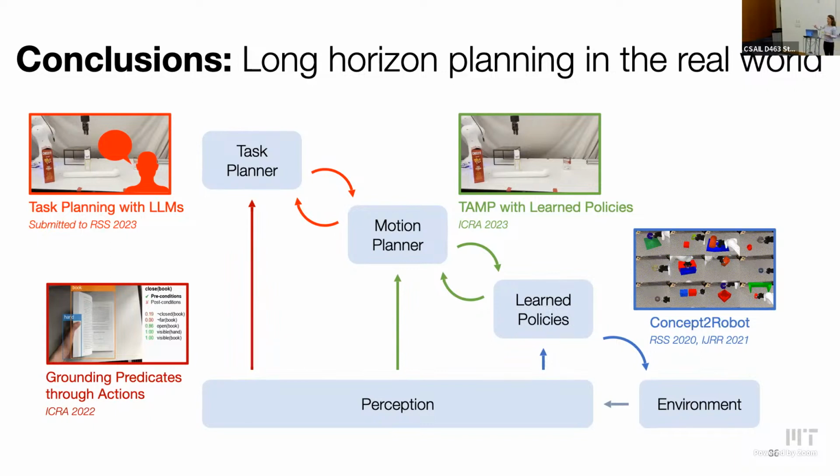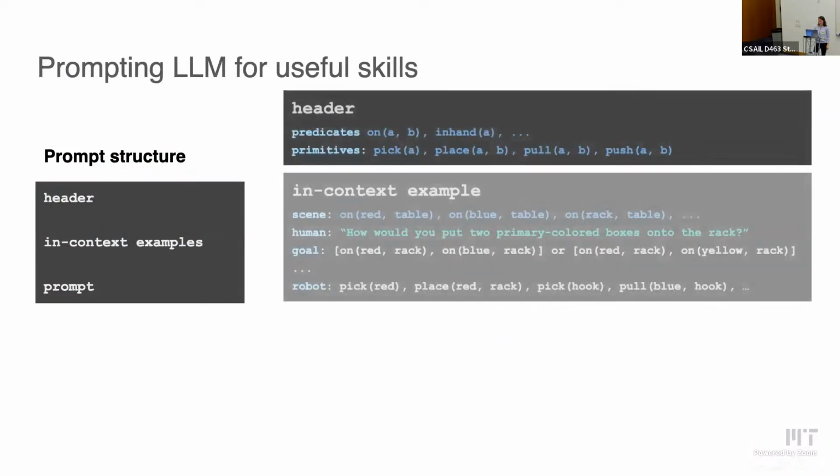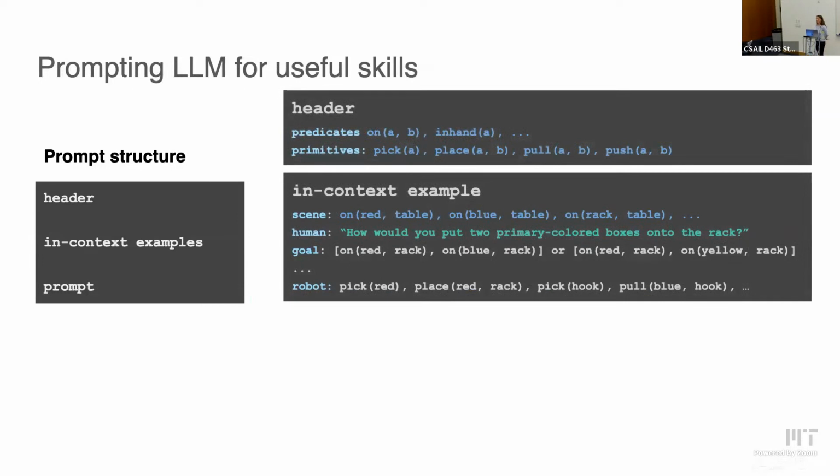Any other questions? Yeah. I have a question about the prompting for the LLMs. How broadly can you apply it? For example, if I didn't have the book there, maybe I had a garden rake or something, which presumably the robot could use. Do you think the LLM can generalize from a small set of prompts?